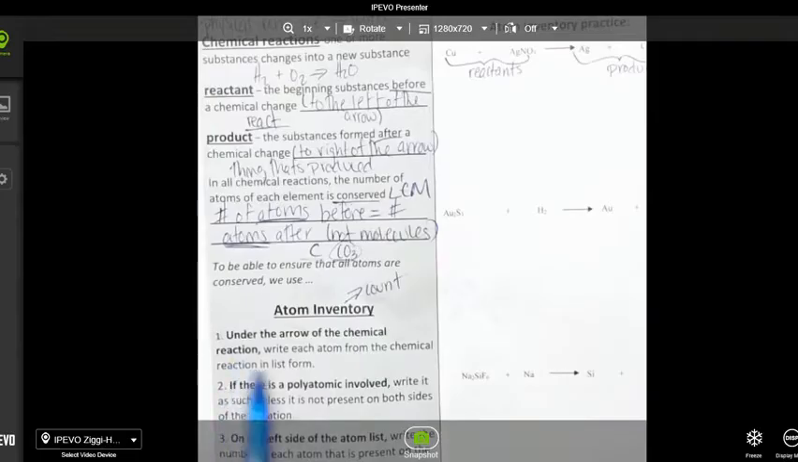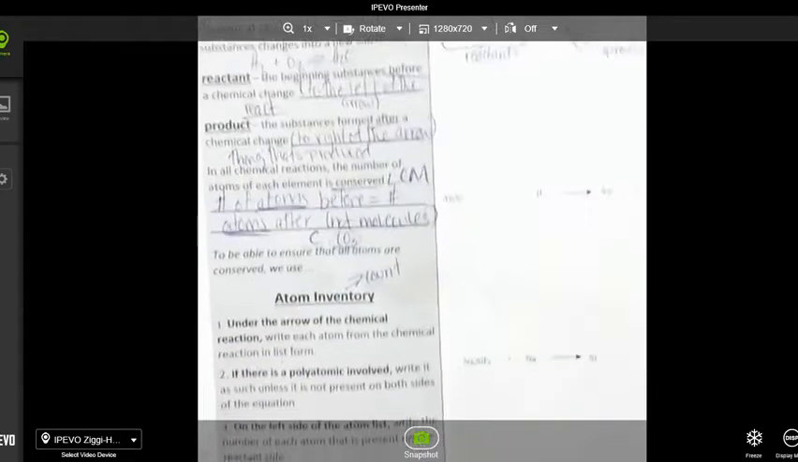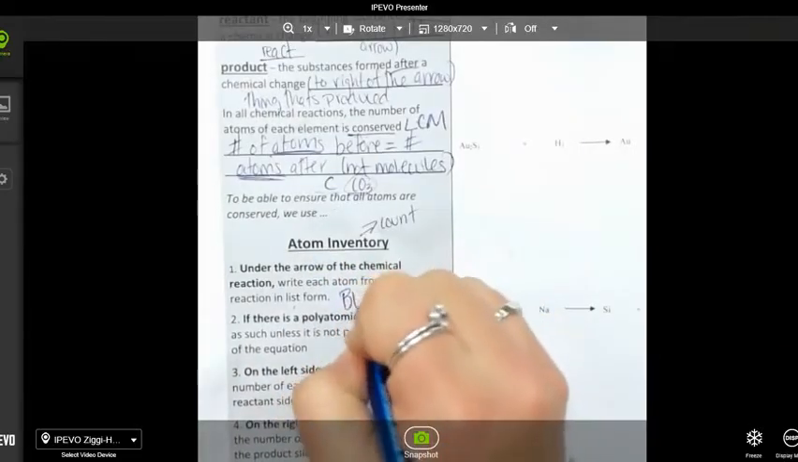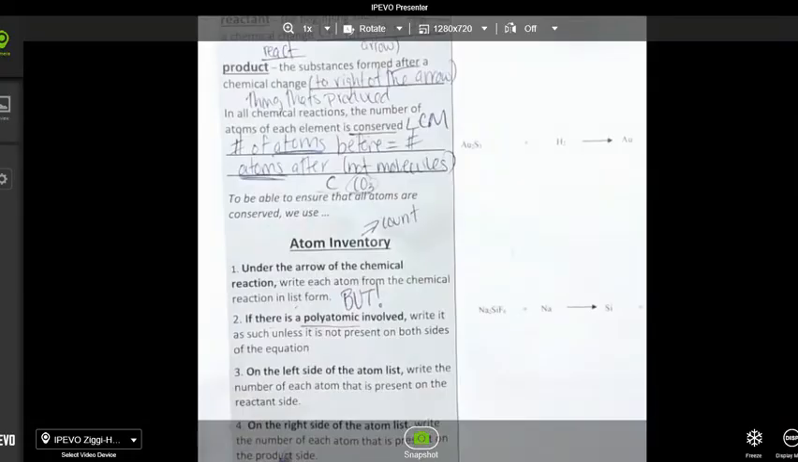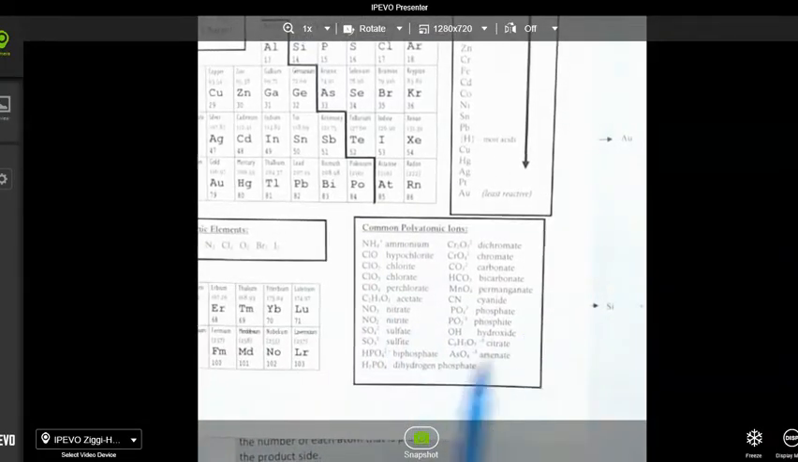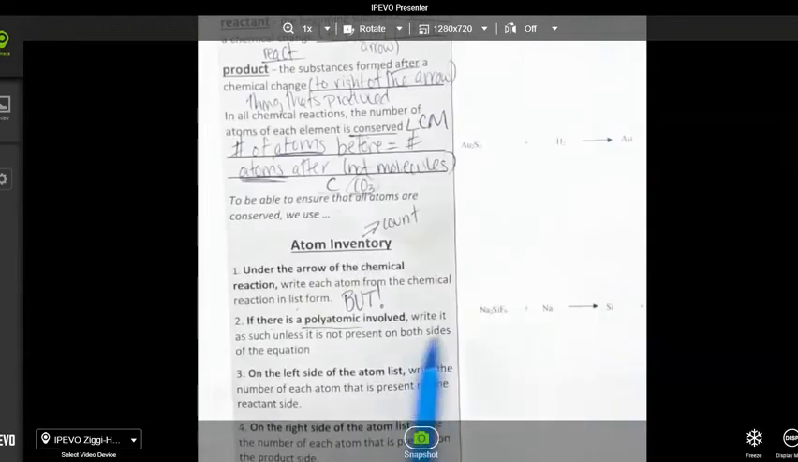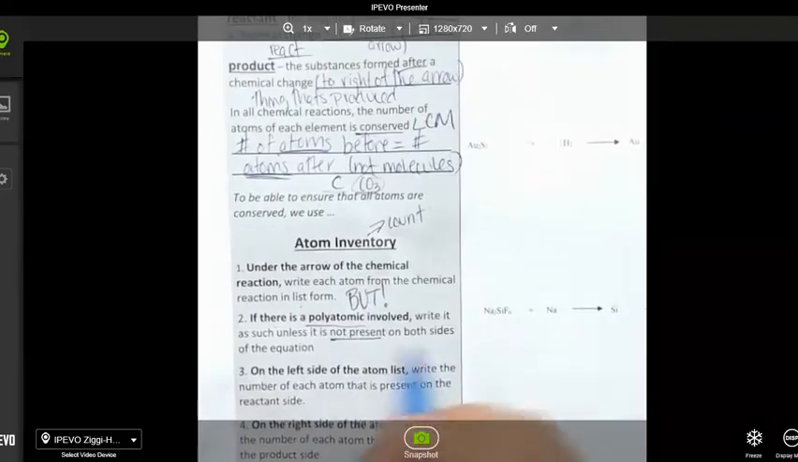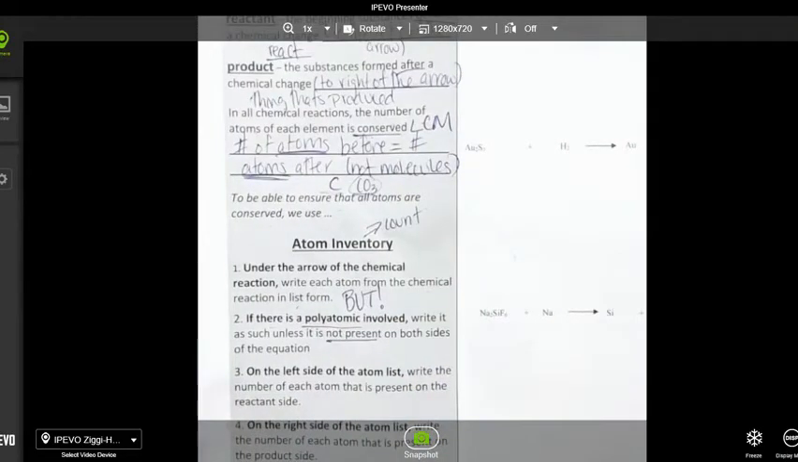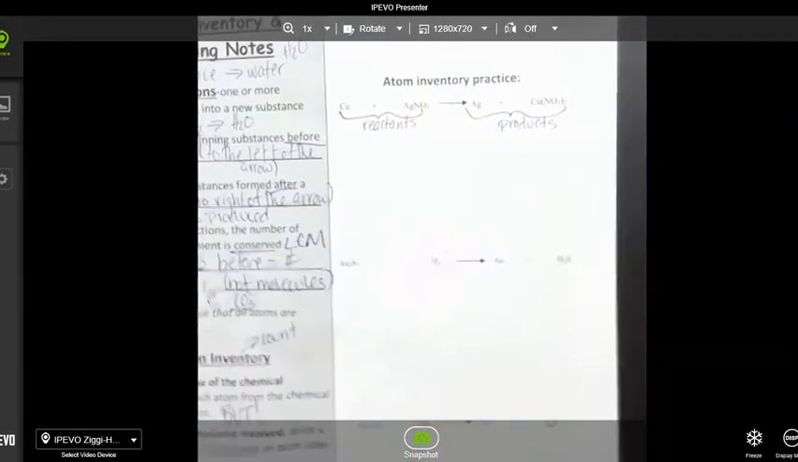Okay, now in order to do the atom inventory, like I said, under the arrow of the chemical reaction, we're going to write each atom from the chemical reaction in list form. But there is a but. If there is a polyatomic involved, so polyatomics, remember, anything from this part of the periodic table, we need to write it as such unless it is not present on both sides of the equation. So here's our example problem.